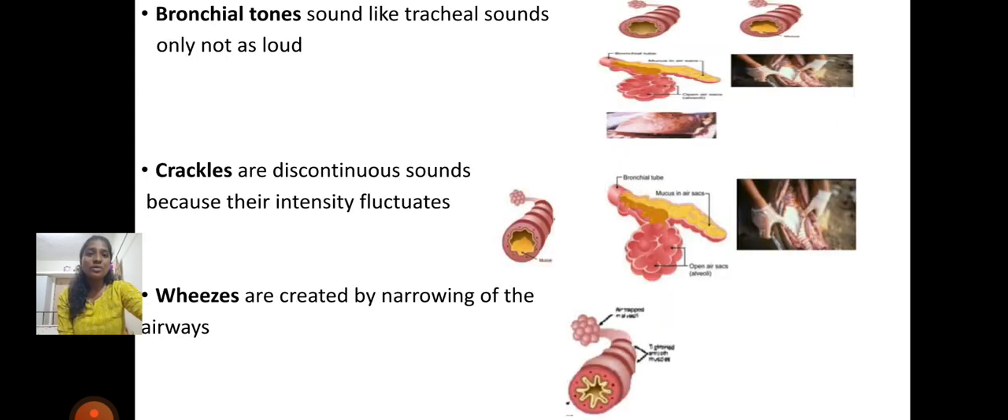Bronchial sounds are like tracheal sounds only, but not as loud. Crackles are discontinuous sounds because their intensity fluctuates. Wheezes are created by narrowing of airways.